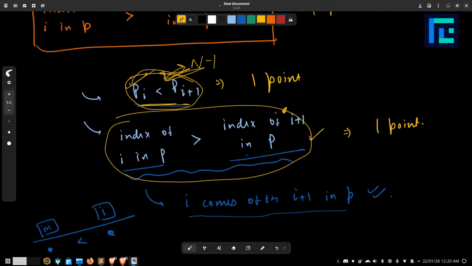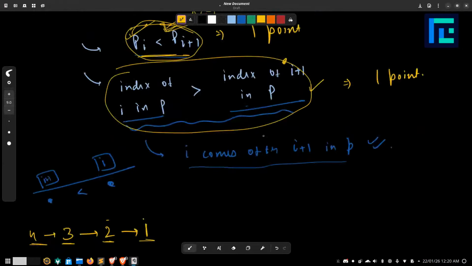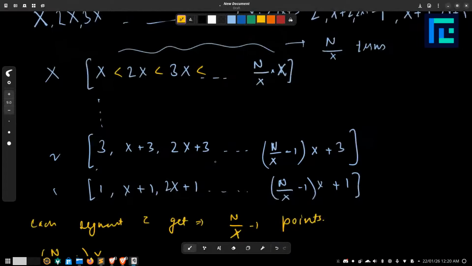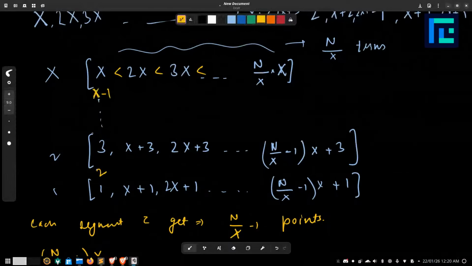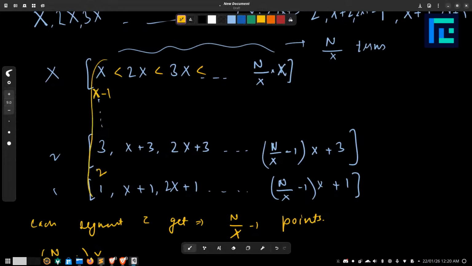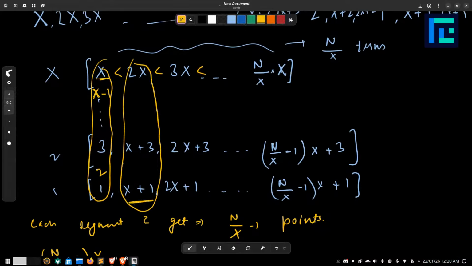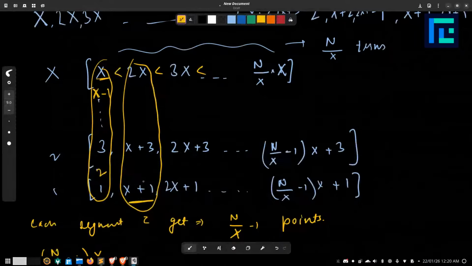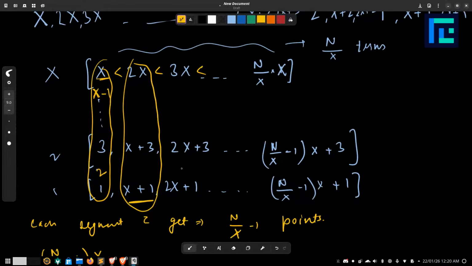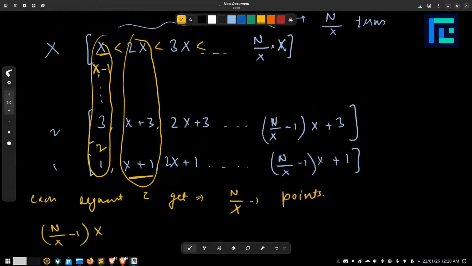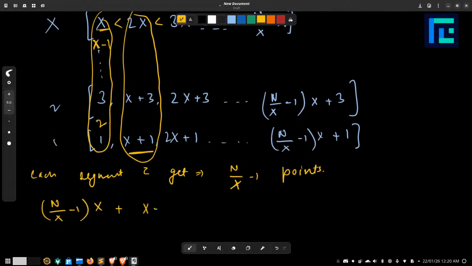And then we have this condition as well, that index of i in P is greater than index of i plus 1 in P. So we can see that index of 2 in P would be greater than 1, index of 3 in P would be greater than 1, and similarly index of x in P would be greater than x minus 1. So they form a sequence. X and x plus 1 break the sequence because x plus 1 comes after x, and so that will not give me any points. So in each sequence there will be x minus 1 points, because 1 and 2 will give a point, 2 and 3 will give a point, and x minus 1 and x will give a point. So x minus 1 total points.